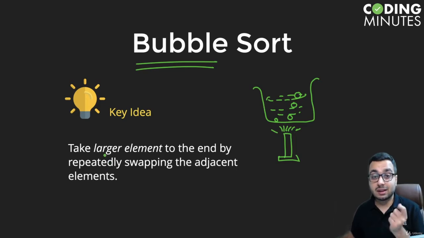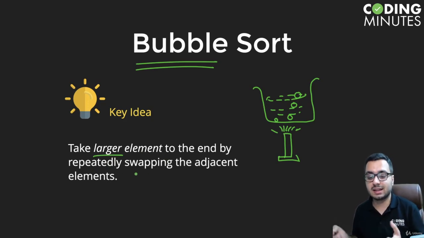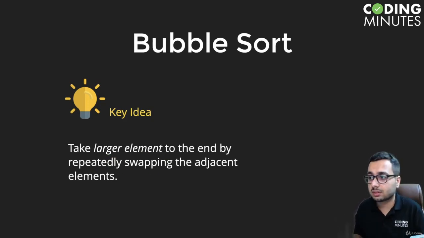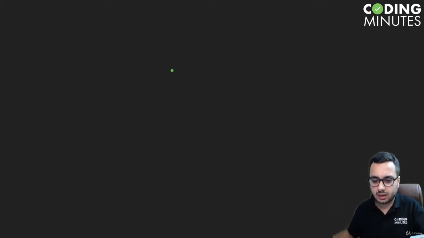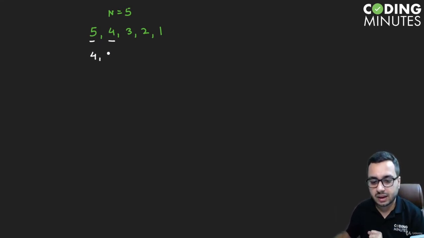What we do is take the larger element to the end of the array by repeatedly swapping with the adjacent elements. I will show you how it actually works. Let us take an array of, let's say, 5 elements: 5, 4, 3, 2, and 1. Let's say n equals 5. We will take the first element and compare it with the neighboring element. We see 5 is greater than 4, so we swap. 4 will come here and 5 will come here, and we still have 3, 2 and 1.